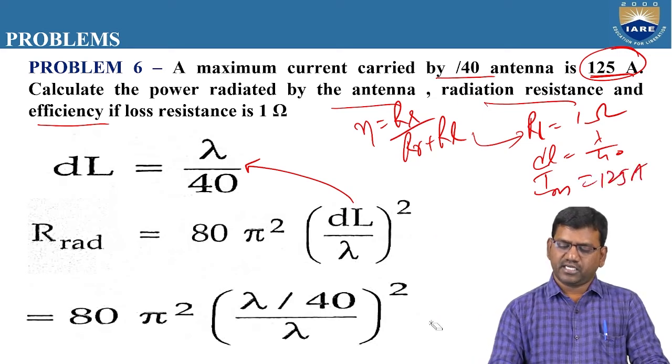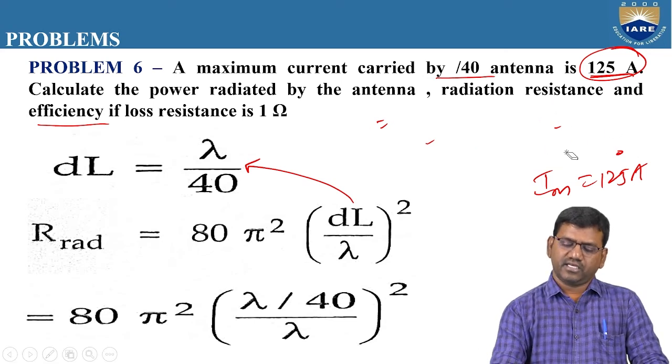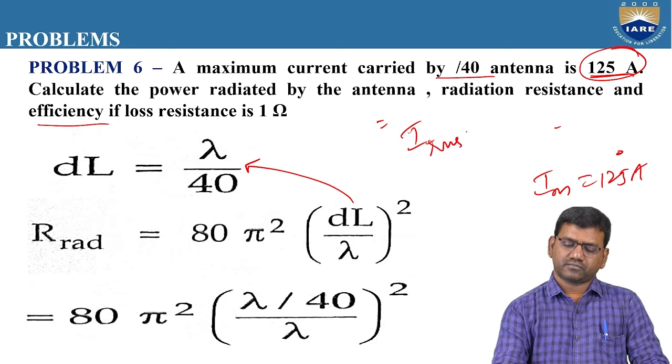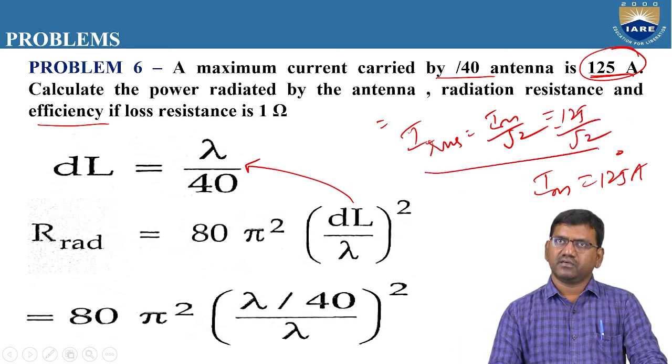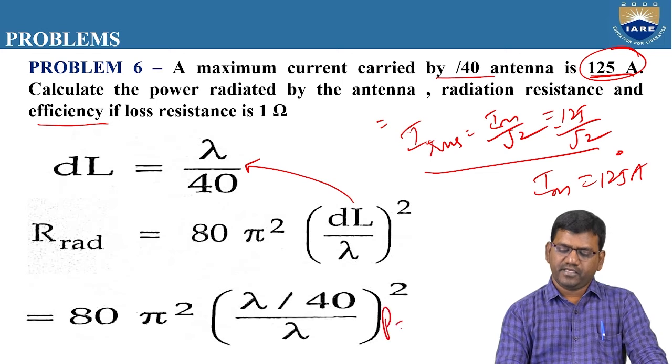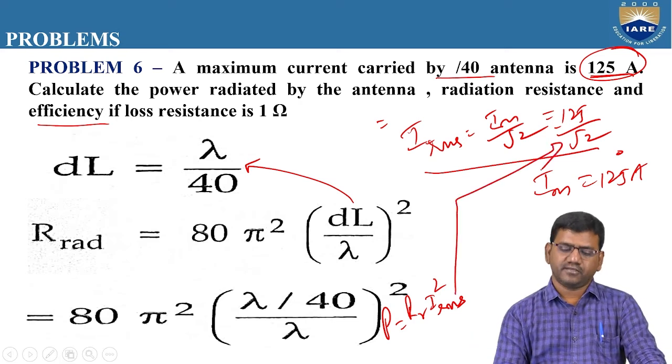So we want to convert this IM into IRMS. IRMS is equal to IM by root 2. What is IM? 125. So 125 by root 2 is the IRMS value. Right? Now, what is P? P is equal to RR into I square RMS. Now you substitute this IRMS value in this expression.